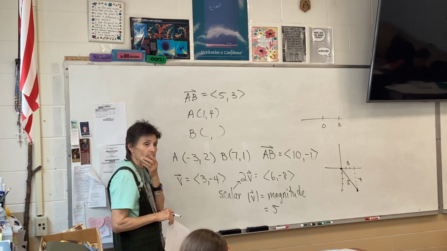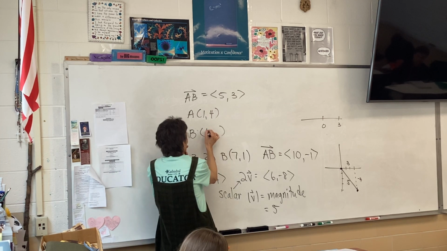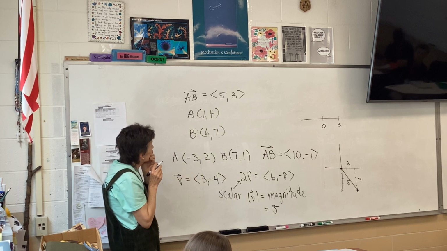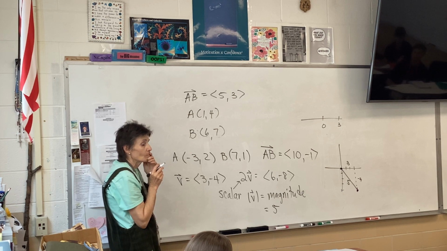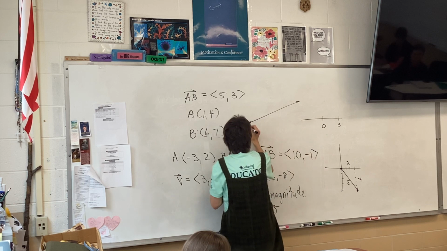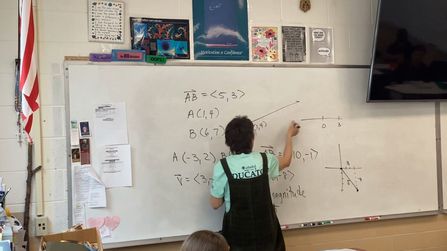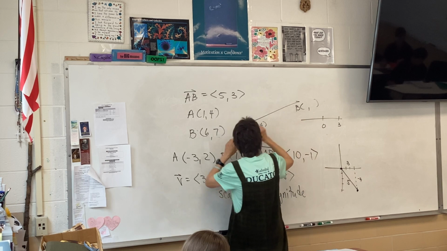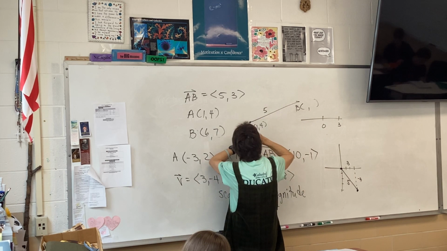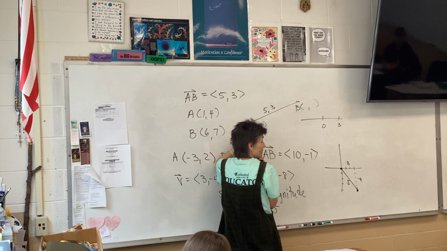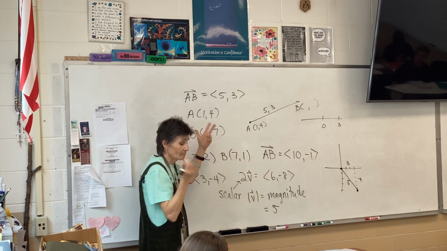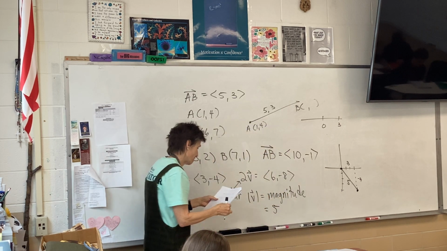Any thoughts on that? 6. I heard a 6 and a 6, 7. You're just gonna add 5 to the x value and add 3 to the y value on A. Exactly. So if you think about what's happening here, here's point A, which is 1, 4. Here's B, which I have no idea, but I know that to get from here to here, I go right 5 and up 3. So if I go right 5 and up 3, am I at 6, 7? Easy.